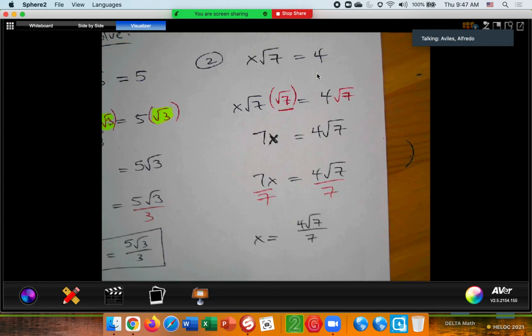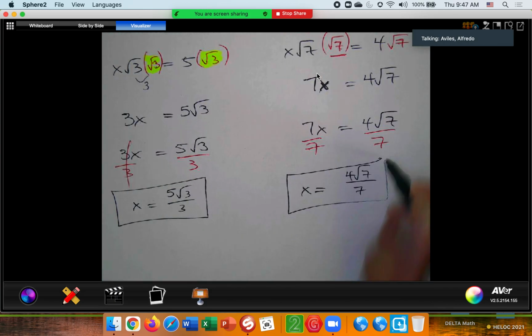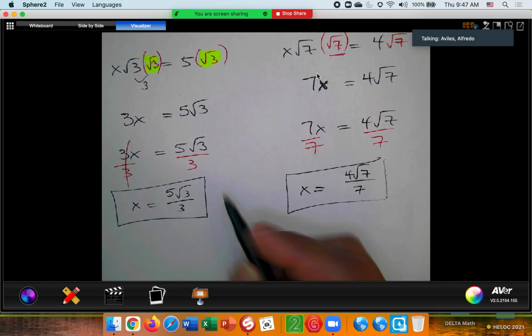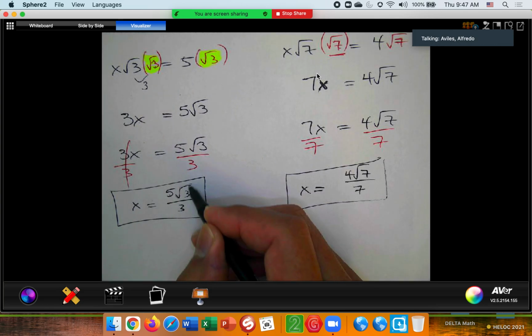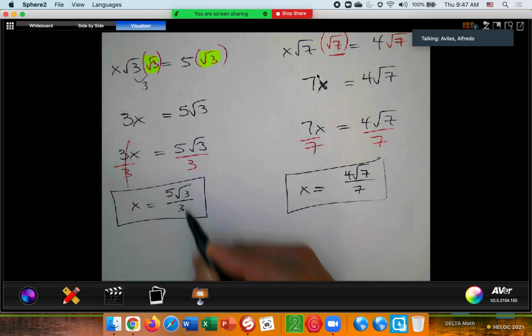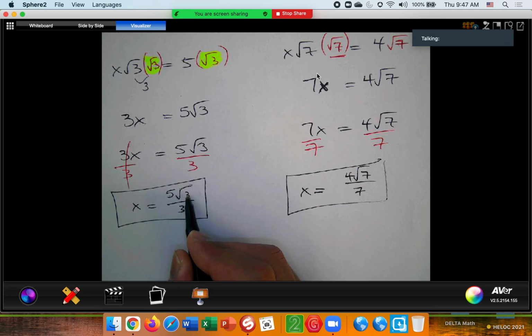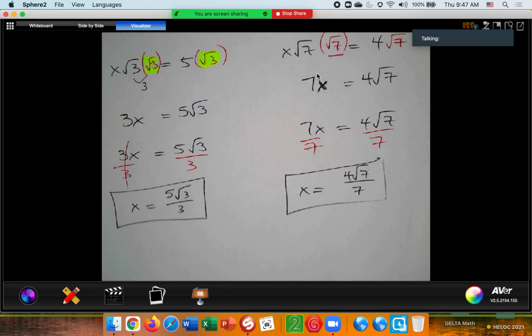Now remember, when you get answers like this, see both of these look like this crazy fraction. Always check only if the whole numbers can reduce. You can never reduce this and this. A radical 3 is not the same as a 3. Radical 3 is like 1.7, but these cannot reduce. Only these whole numbers, if they can reduce, you do it. Not this one with this one.